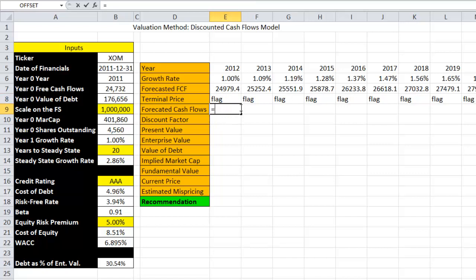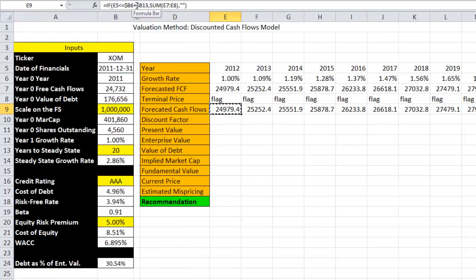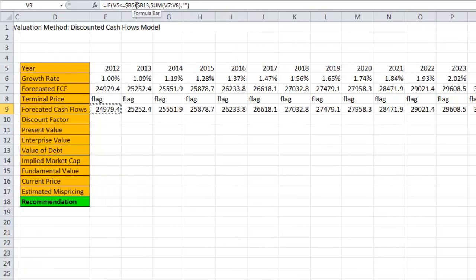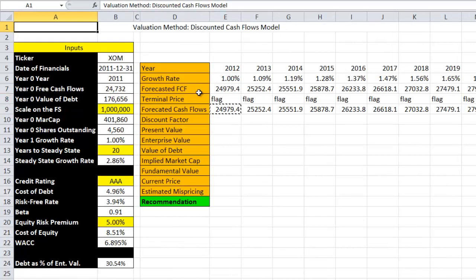So the easiest thing to do is just this. If the year is less than or equal to year 0 plus years to steady state, then just give me the sum of the forecasted free cash flow and the terminal price. Otherwise, give me nothing. And make sure you lock in any B's, so $ in front of the B's, and then you just copy and paste it all the way out. So you can see it's just the free cash flow to the firm until we finally get out to this terminal period, at which point we're taking the free cash flow plus the terminal price.